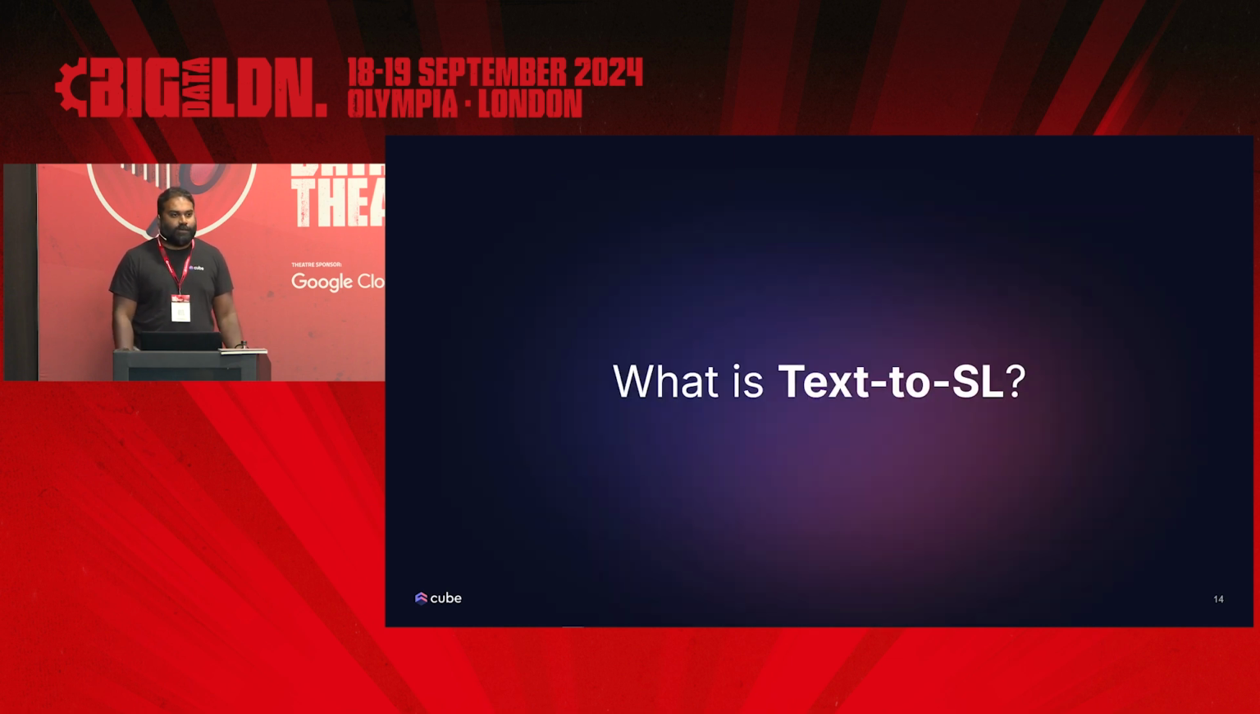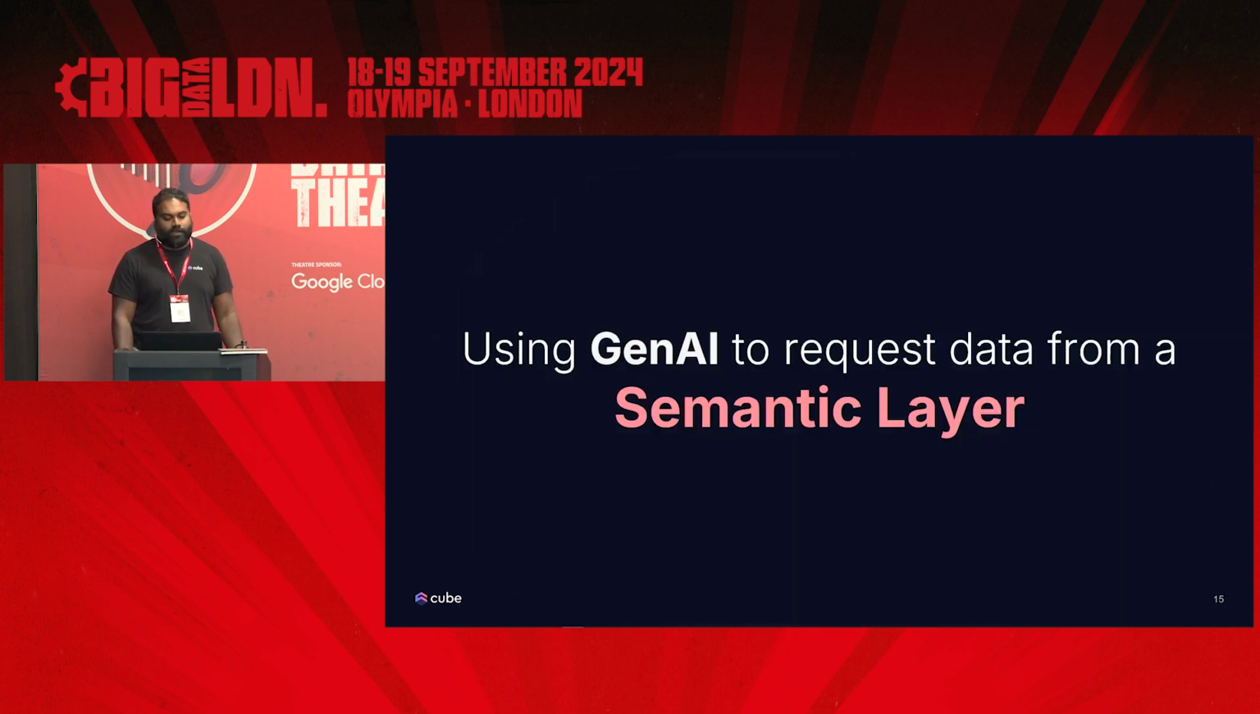So what's text to semantic layer? This is the second method that I would describe. And this is what we built at Delphi before joining Cube. So it's using AI to request data from a semantic layer. And I want to really emphasize request. We aren't relying on the LLM to generate true code, just a request to the semantic layer.